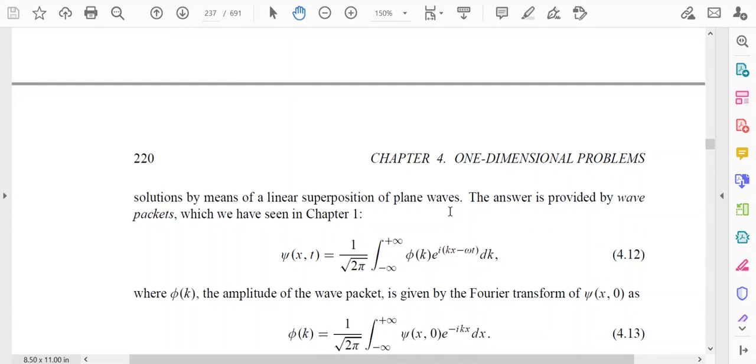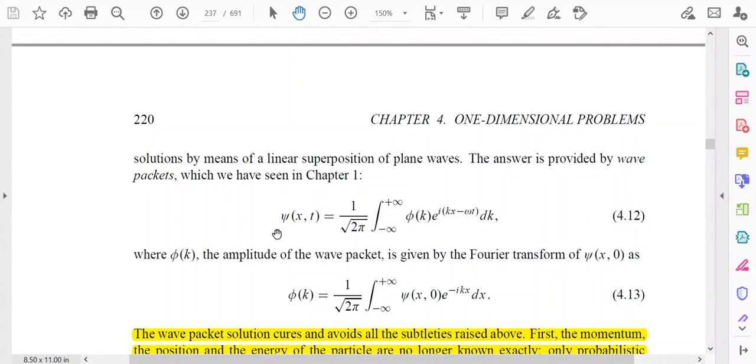We have already discussed the superposition of plane waves. When there is a superposition of plane waves, what we obtain is the wave packet. The structure of the wave packet is psi x t equal to 1 by root 2 pi, integral from minus infinity to plus infinity of phi k e to the power i kx minus omega t dk. This is the equation of the wave packet. Here phi k is the amplitude of the wave packet and is given by the Fourier transform of psi x comma 0. So phi k is equal to 1 by root 2 pi, integral from minus infinity to plus infinity of psi of x comma 0 e to the power minus i kx dx.